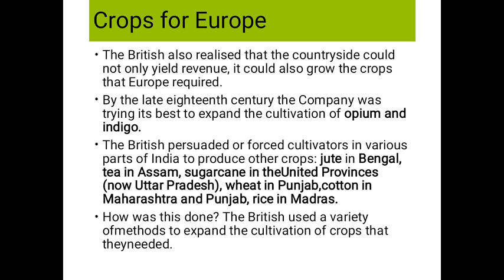Along with this, in some of the regions, the company also forced cultivation of other crops. For example, name the crop cultivated in the Bengal region. Your answer should be jute. Name the crop cultivated in the Madras region. Your answer should be rice. So similarly, jute in Bengal, tea in Assam, sugarcane in Uttar Pradesh, wheat in Punjab, cotton in Maharashtra and Punjab, rice in Madras. These are the other important crops which were forced by the British to be cultivated.